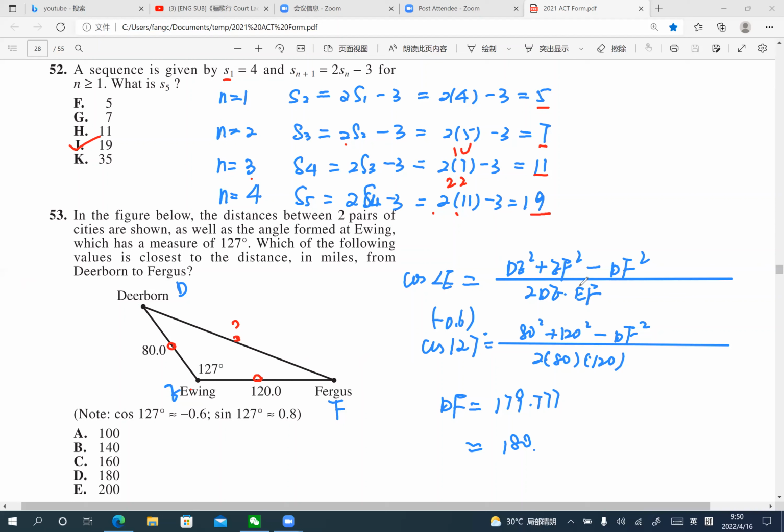Then we just need to plug in the given information. Angle E is 127 degrees. So cosine 127 degrees should be equal to 80 squared plus 120 squared minus DF squared, divided by 2 times 80 times 120. Since cosine 127 degrees equals negative 0.6, plug in negative 0.6, then solve the equation. We get the value of DF equals 179.777, so it is about 180. So for question 53, we should choose option D.